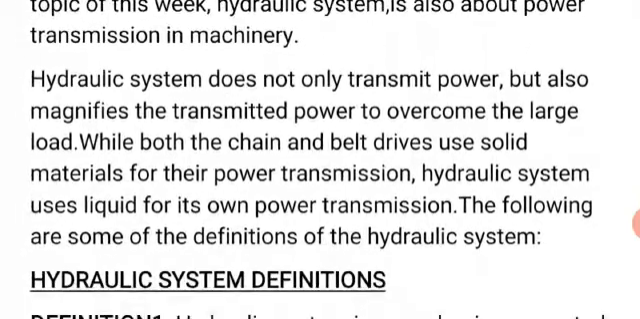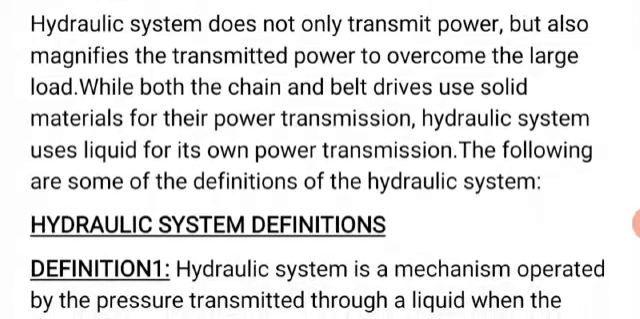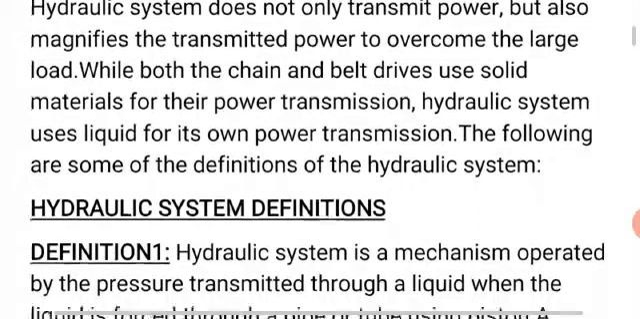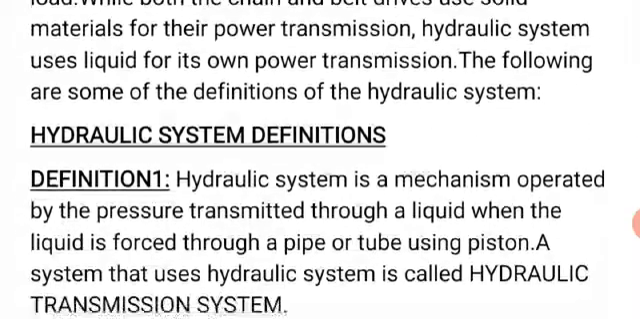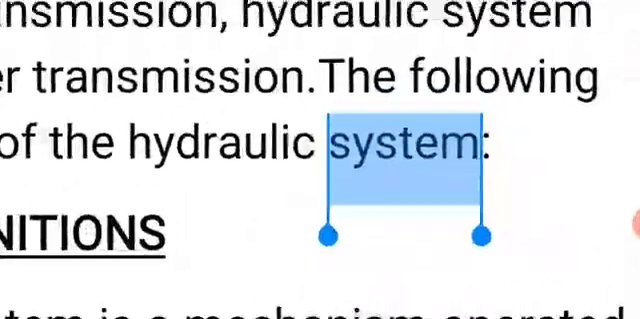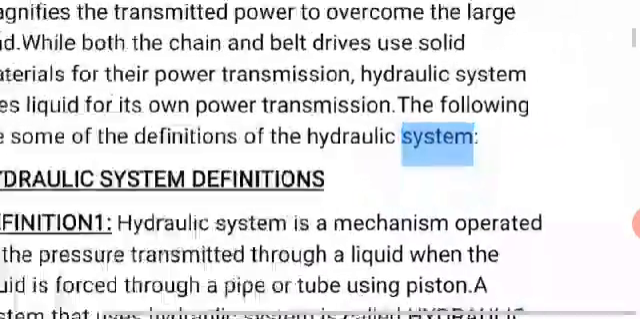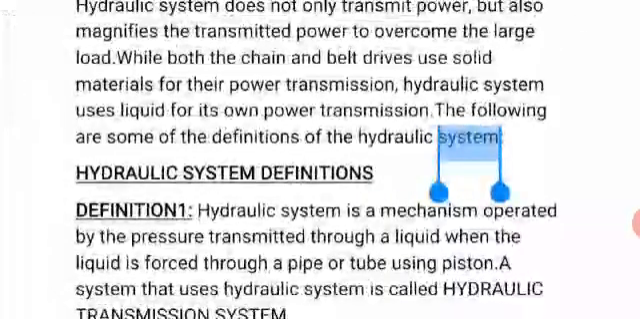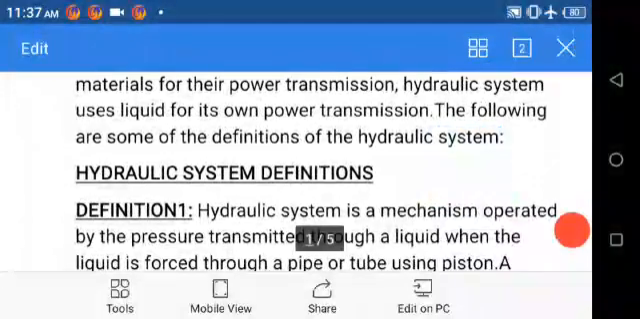Now let's go to the definitions of the hydraulic system. In this topic, I wrote about three definitions for hydraulic system, and at the end of the day, by the time you study all three definitions, you'll be able to extract your own definition from them, and you have the full understanding of what hydraulic system is.